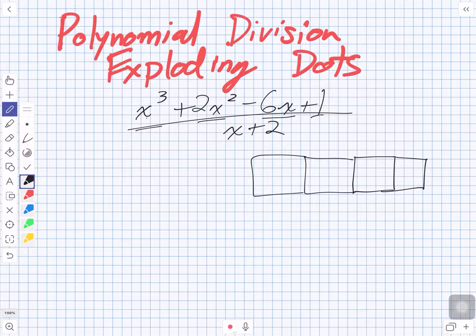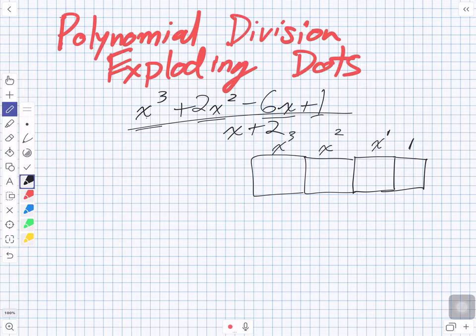And think of this as the constant. So this is the 1. These are the x to the power of 1. This is your x to the power of 2. These are your x to the power of 3. That's how you know how to fill those in. This is very much doing theoretical math with manipulatives.